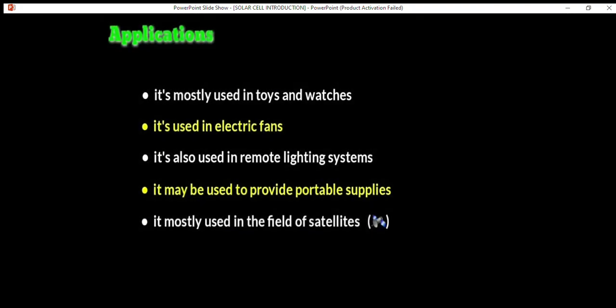Moving next to the applications of solar cell. It's mostly used in toys and watches. It's used in electric fans. It's also used in remote lighting systems. It may be used to provide portable supplies. It's mostly used in the field of satellites.